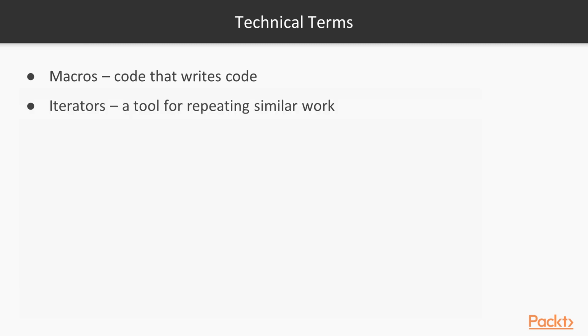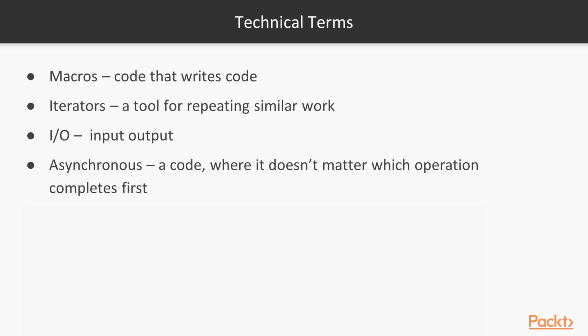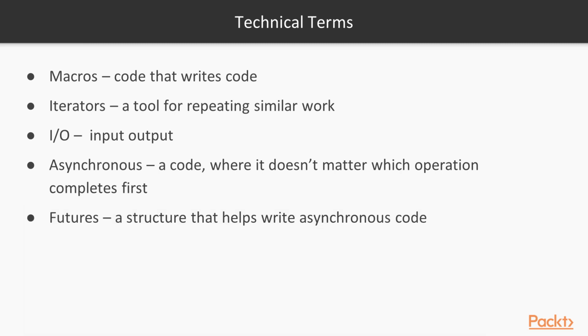An iterator is something that allows repeating the same thing again and again, normally involved in a for loop, but it doesn't always have to be. I/O is just short for input-output, and asynchronous means code where it doesn't matter which operation completes first. So maybe you've got 3 or 4 things happening at the same time, and you don't really care which one happens first, but they do need to communicate between these different processes at certain times. And futures are a structure which helps us to write this asynchronous code. I'll go into more detail on that now.